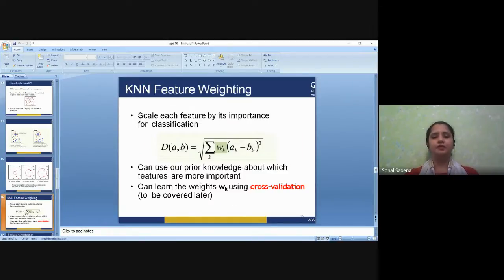Now, KNN feature weighting. It scales each feature by its importance for classification. Here, the Euclidean distance is used, but we have used feature weighting here. It can use our prior knowledge about which features are more important and can learn the weights using cross validation, that I'm going to cover later on.